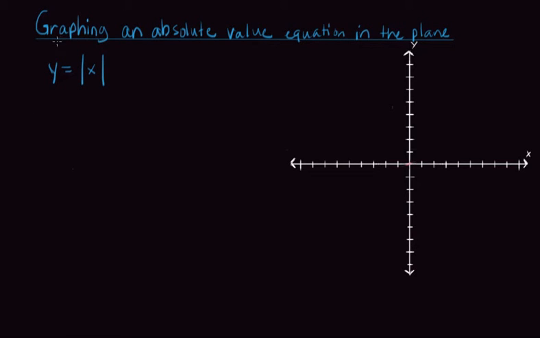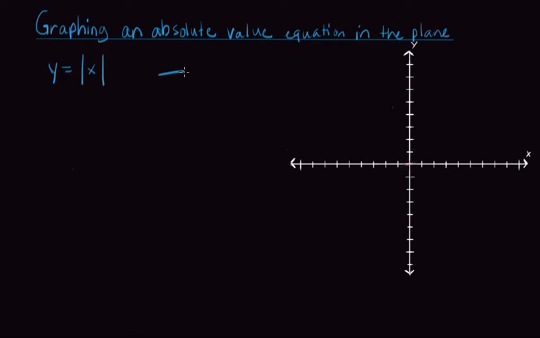I want to talk about how we graph absolute value equations. So remember that the absolute value of a number is just that number, but you don't have a negative sign if it's negative. So it's the positive version of any number. So if it's positive, it stays positive. If it's negative, it becomes positive.